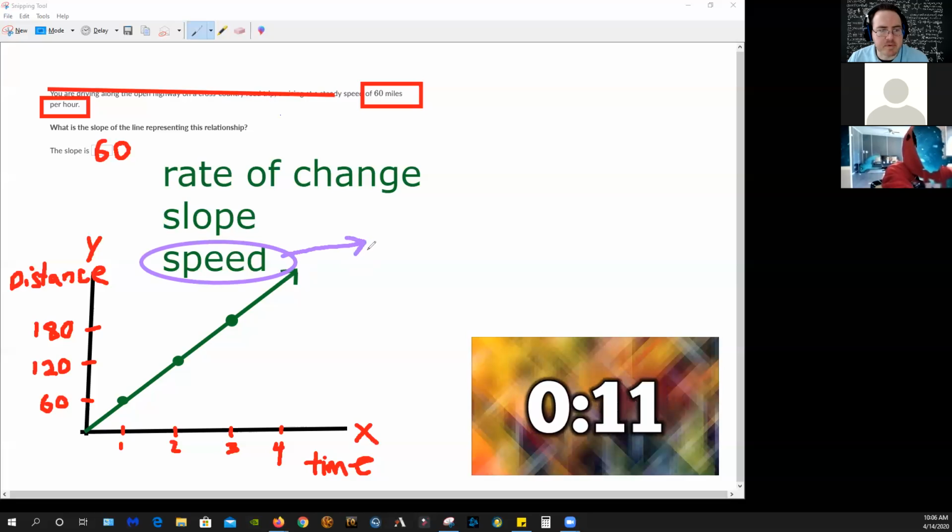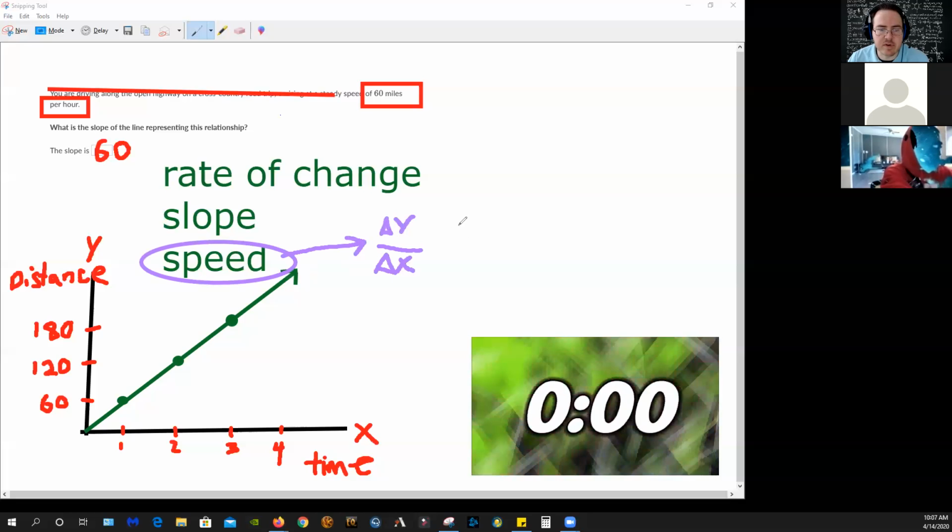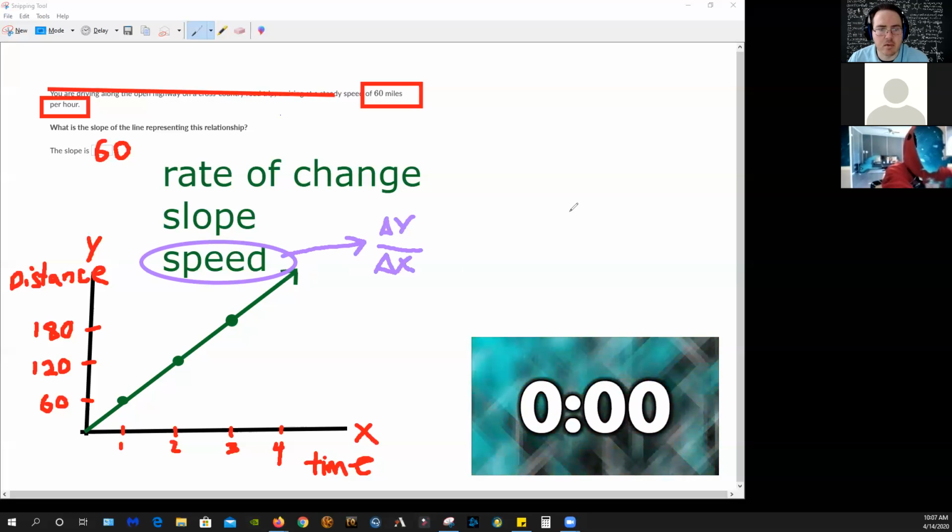Speed just happens to be the change in, let me rephrase. Speed is the name we give change in y over change in x when we're talking specifically about, hang on.